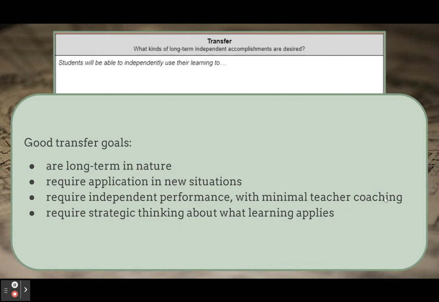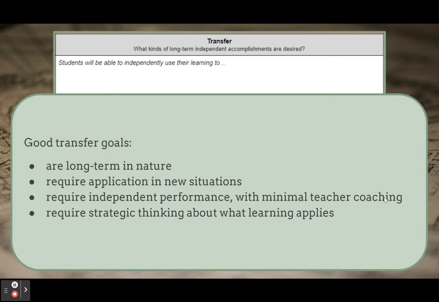Transfer goals also require independent performance with minimal teacher coaching. That is how we know students really have learned it, when they can transfer their learning by themselves. And finally, we want students in meeting transfer goals to think strategically about what learning applies. Chances are good they've learned a bunch of stuff, whether it's knowledge, skills, or understandings, over the course of the unit. Part of being able to transfer that learning is to think strategically: this knowledge applies in this situation, but maybe some knowledge does not. I understand this, and because of that, I'm going to use my understanding in this way, but not in that way.